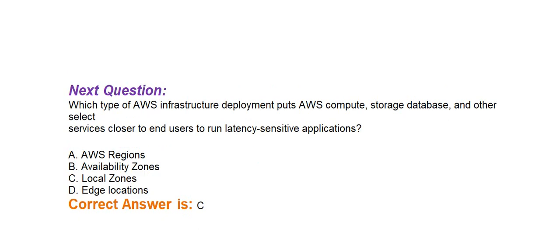Next question is, which type of AWS infrastructure deployment puts AWS compute, storage, database and other select services closer to end users to run latency-sensitive applications? Option A, AWS Regions. Option B, Availability Zones. Option C, Local Zones. Option D, edge locations. Correct answer is option C, Local Zones.